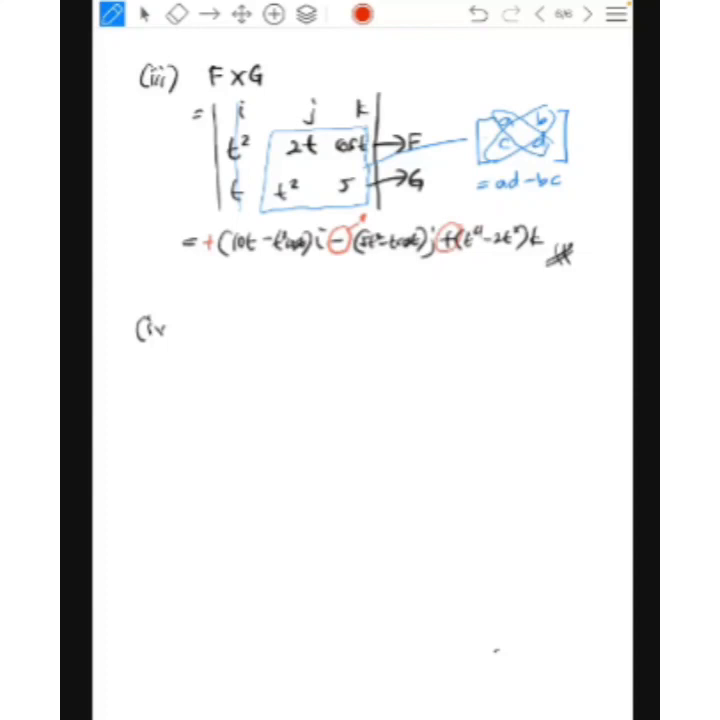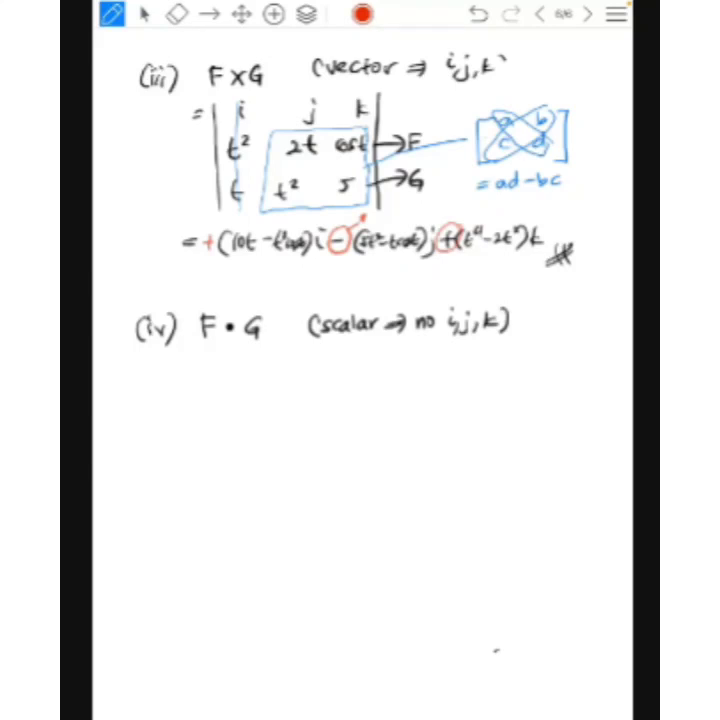Okay, so 4 is the dot product. Okay, dot product is easier. The difference between cross product and dot product: the answer of dot product must be in terms of scalar. Okay, scalar means there is no I, J, K. No I, no J, no K. But for this one, the answer is in terms of vector. Whenever you have vector, then you have I, J, K. There's still I, J, K. So that's the difference between cross product and dot product.